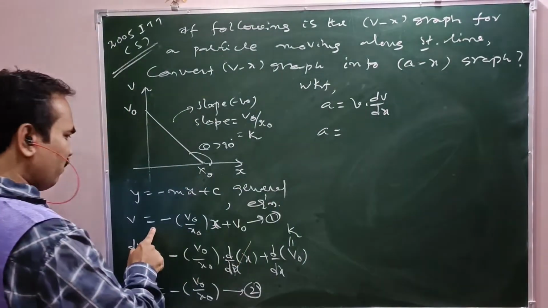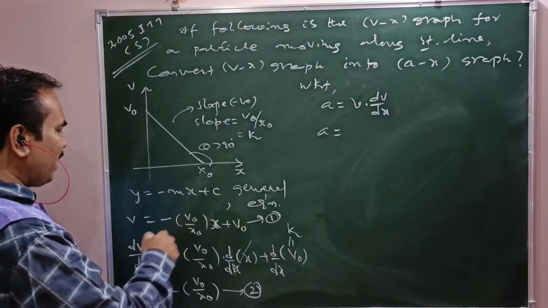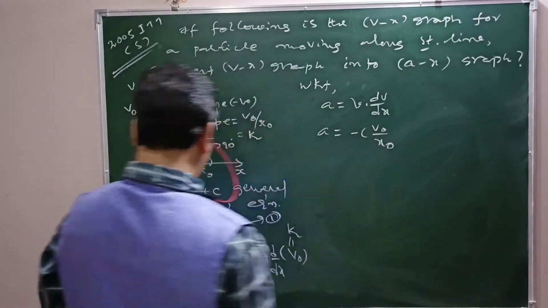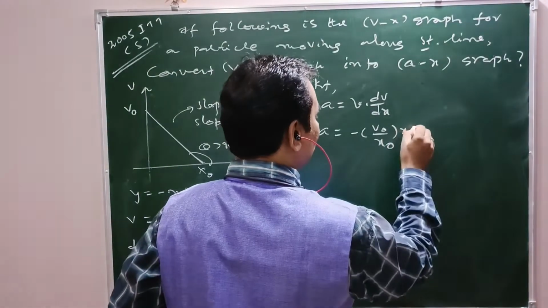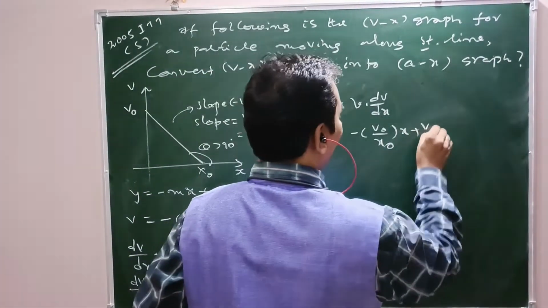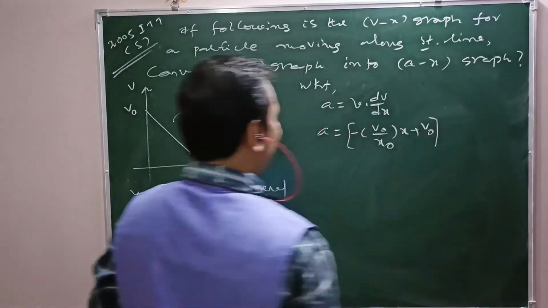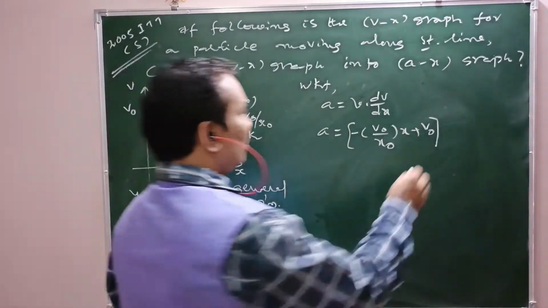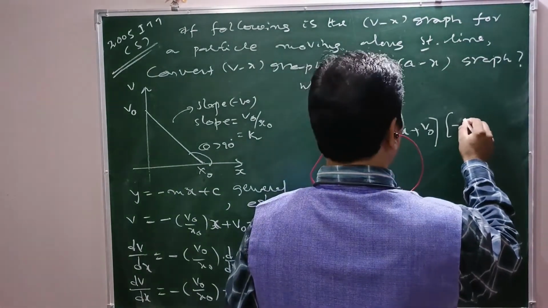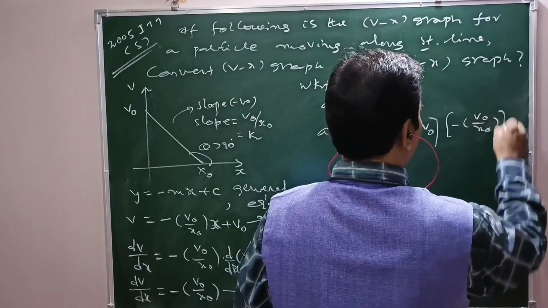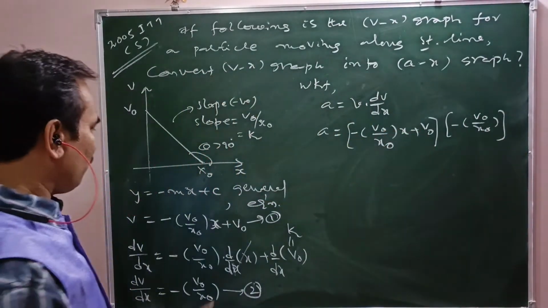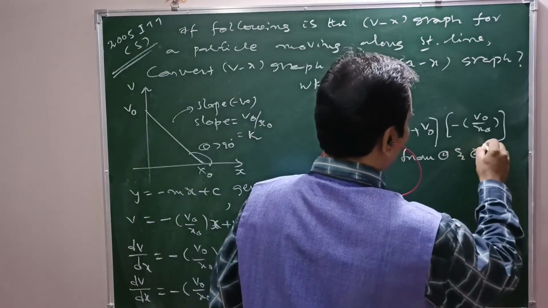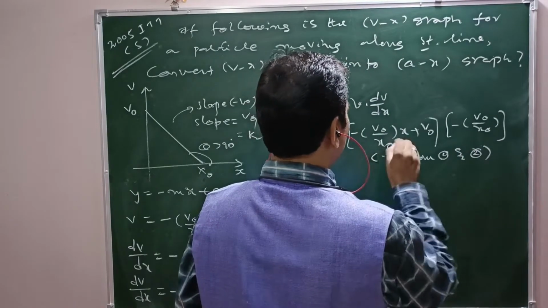For v, substitute v from number 1, that is v equals minus v naught by x naught into x plus v naught, whole into dv by dx. dv by dx means what? Minus v naught by x naught, since from 1 and 2.